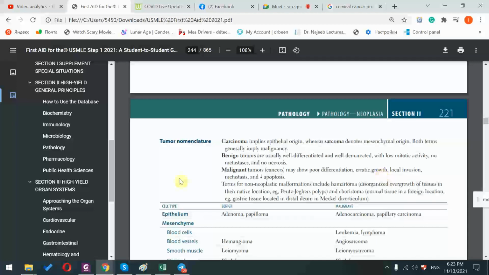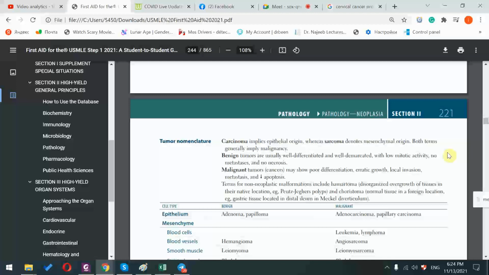Well, let's speak about the tumor names. First of all, we have carcinomas. When you hear the word carcinoma, it means it comes from epithelial origin. Whereas the word sarcoma comes from mesenchymal origin. Can you give me an example of a mesenchymal tissue in our body, guys? Any mesenchymal tissue, doesn't matter. Bone is a mesenchymal tissue, excellent. Muscle is a mesenchymal tissue, correct. So, excellent job, guys. And both terms generally imply malignancy. Sarcoma, carcinoma, it means something malignant.